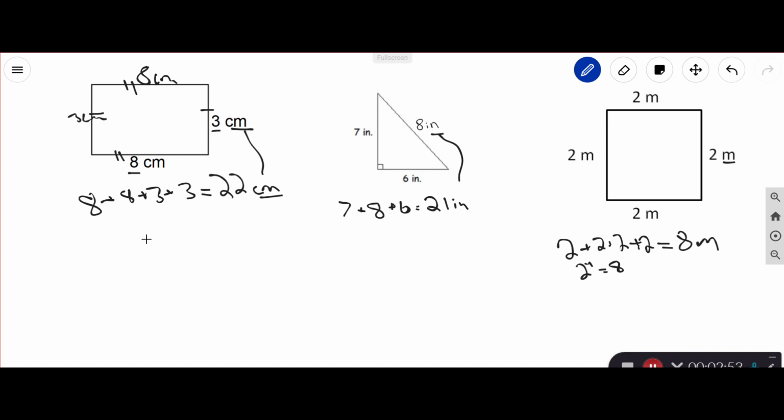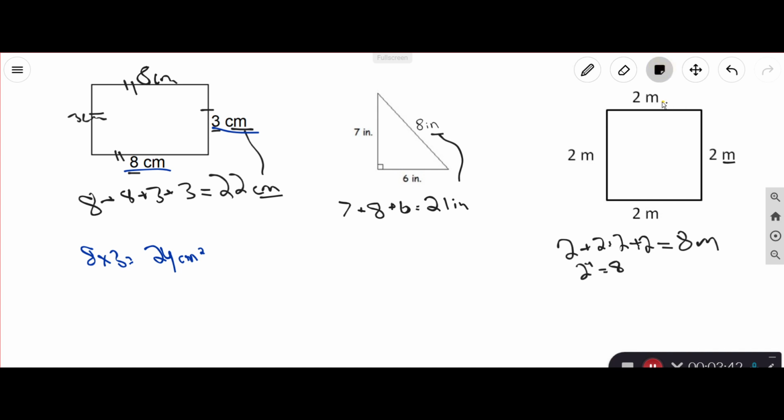Now, to find area, let's start with this one. To find the area of this rectangle, we need our base and our length. So our A and our B. So we're gonna times those, we're gonna multiply them together. 8 times 3 equals 24. Good job. And then again, we're going to bring down our units of measure, but this time we're going to add a fancy little 2 here because it is centimeters squared.